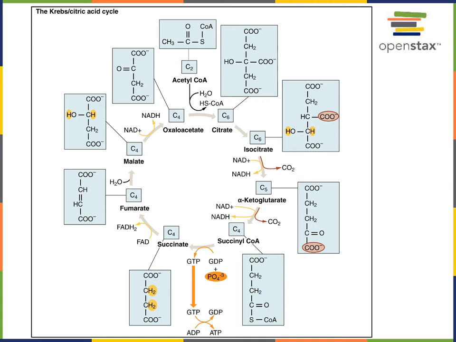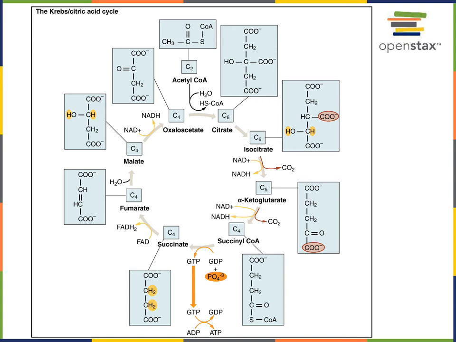Next, succinyl-CoA synthetase converts succinyl-CoA into succinate and forms a high-energy GTP molecule. This GTP molecule can then transfer a phosphate to ADP, producing an ATP. The sixth step of the citric acid cycle, catalyzed by succinate dehydrogenase, will oxidize succinate, producing fumarate, and transferring electrons onto an electron carrier known as FAD, forming FADH2.